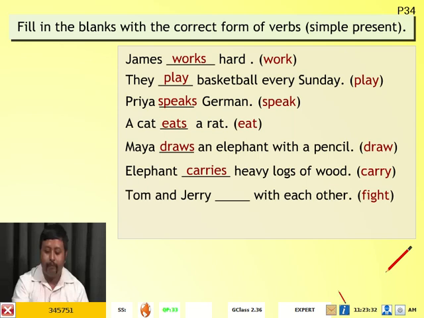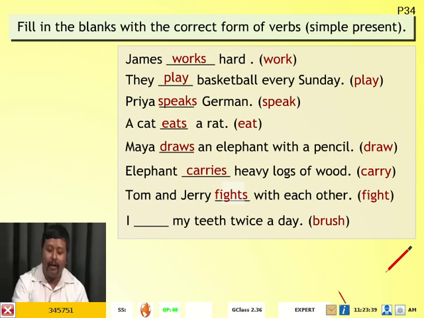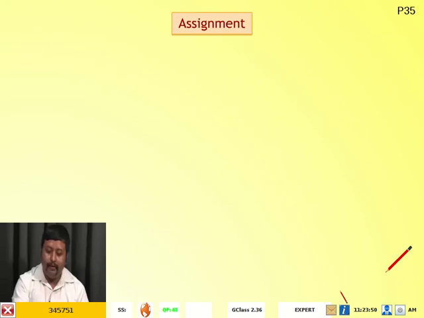Then elephant dash heavy logs of woods. It would be what? Carries. Tom and Jerry dash with each other. It fights with each other. Fine? Okay. I dash my teeth twice a day. I brush my teeth twice a day. Okay?